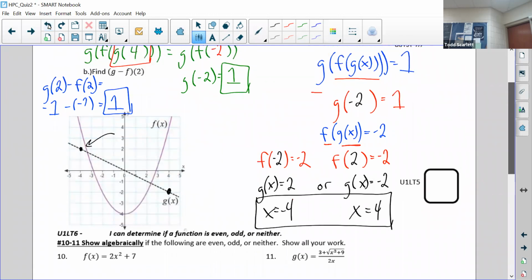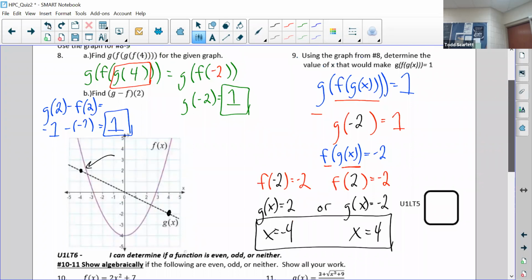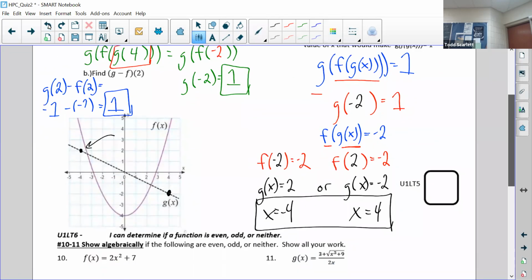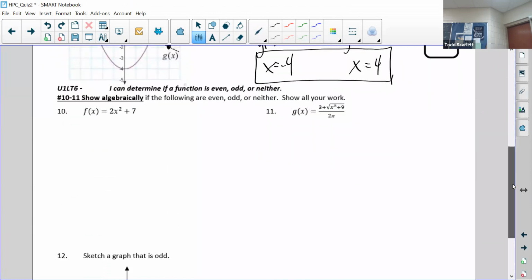I like that problem, but I don't like it for the test because it's a fun problem to do, but it's sometimes a little time consuming, and I don't know.